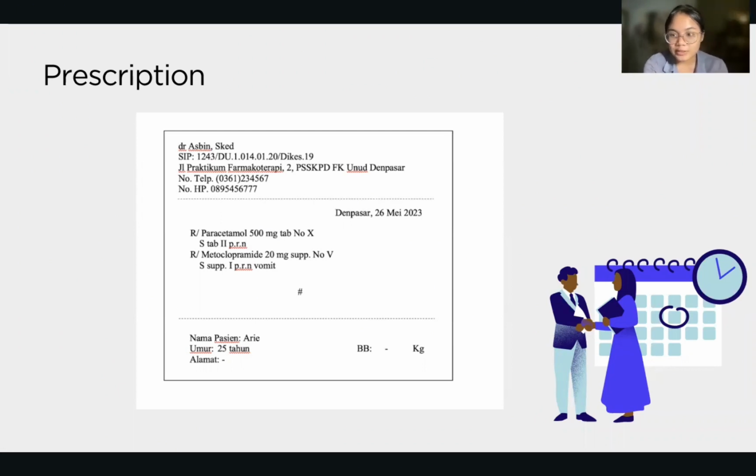For the prescription, there's a superscriptio and an inscriptio, which is paracetamol 500 milligram, tab number 10, and signa tab 2 PRN, which means the patient, Mrs. Ari, needs to take 2 tablets of paracetamol 500 milligrams if needed. There's also metoclopramide 20 milligram suppository, number 5, and signa supp 1 PRN vomit, which means the patient has to take 1 suppository of metoclopramide 20 milligrams if needed to treat the vomiting. At the bottom of the prescription, there's the name of the patient and also the age of the patient, which is 25 years old. Maybe that's all for me. The next slide will be presented by my friend.